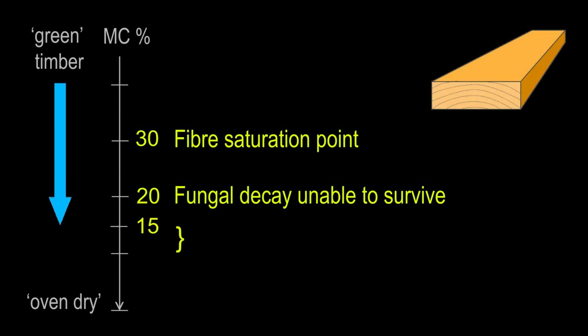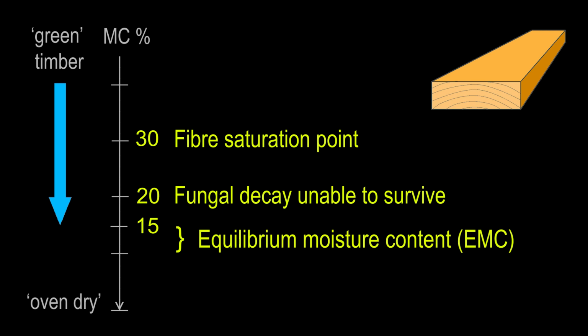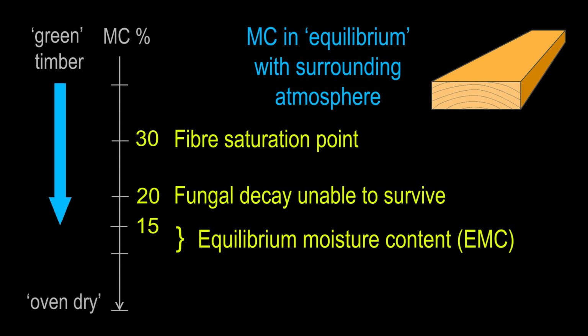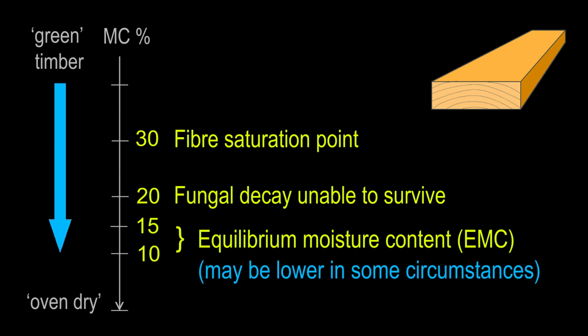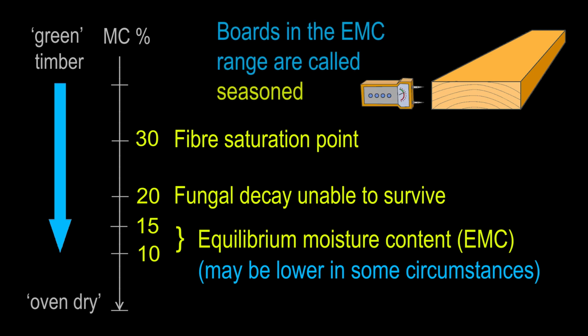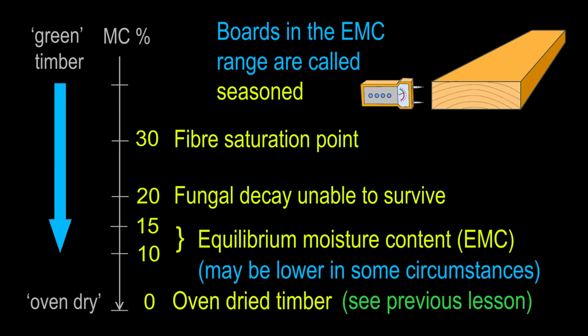15% marks the top end of the equilibrium moisture content range, where the timber's moisture content has reached an equilibrium with the surrounding atmosphere. 10% is the bottom end of the standard EMC range. 0% is the moisture content of oven-dried timber. Bear in mind, of course, that the moment you take the timber out of the drying oven, its MC will start to climb back up to the EMC of that local environment.